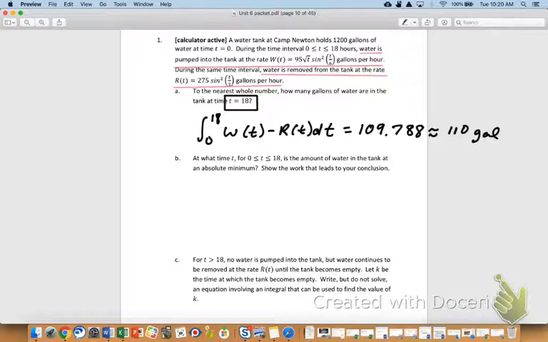It would not. This is a really important number and a really important thing that we've done, but this is not my final answer. Remember the question said to the nearest whole number, how many gallons of water are in the tank? So if 110 is not the number of gallons in the tank, what's the 110? That's how much was added during that time period. That's the change, right? So remember that the definite integral of a rate, which is what this will give me, is the net amount of change.